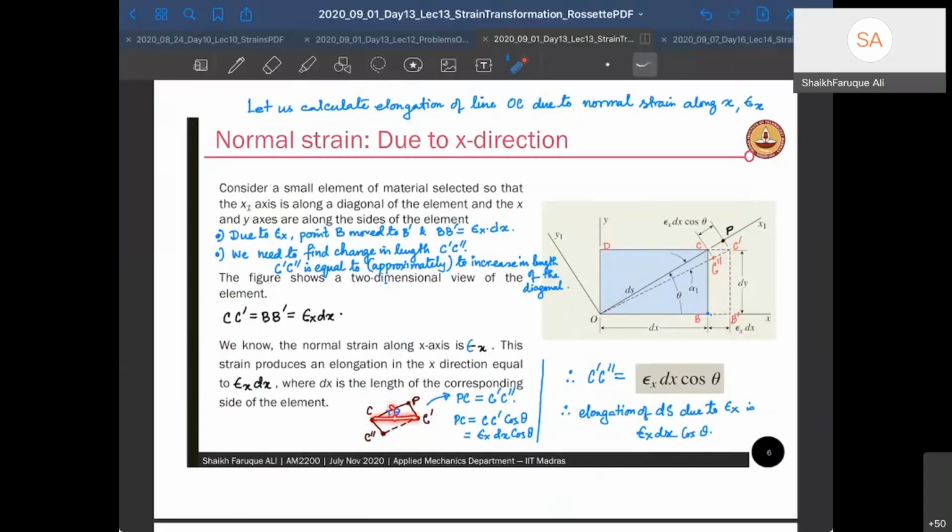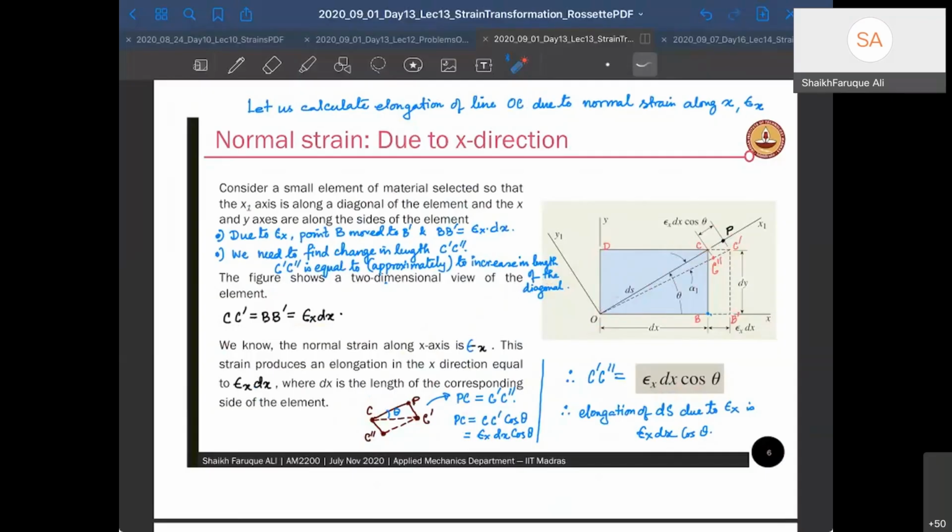And what is this, C dash C double dash? C double dash C dash is BB dash. So that's what I have written here, and that picture is drawn here. So it is epsilon x dx into cos theta. So the elongation of ds, this is my ds length, is given by epsilon x dx cos theta. Okay, that is only because of elongation along the x-axis.